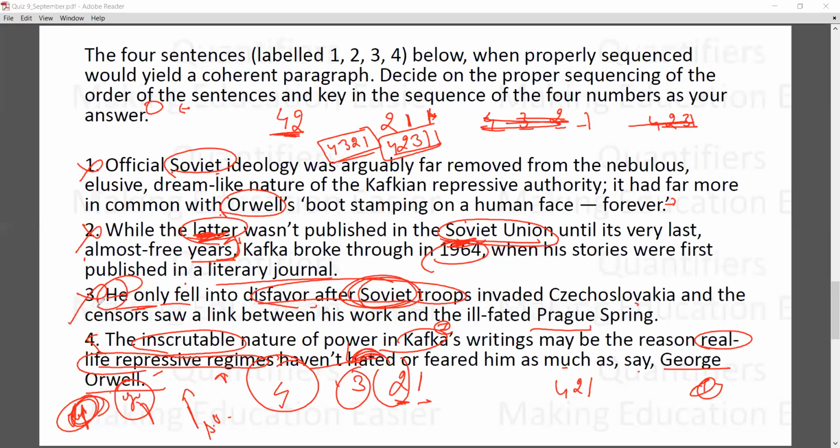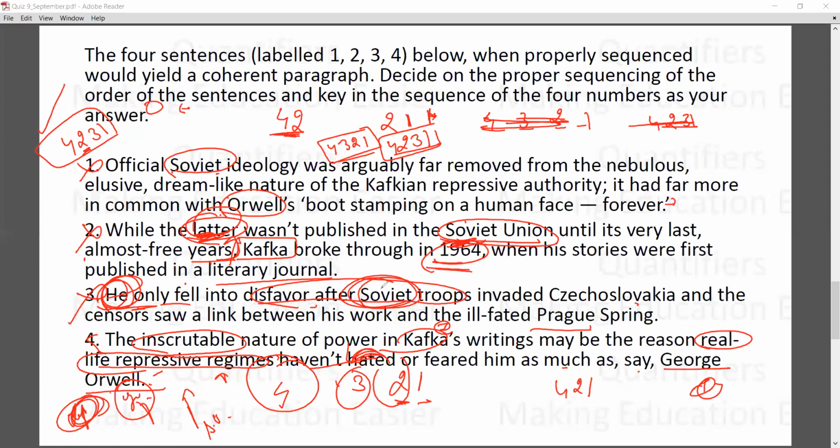Now again, the problem here is, who is this he? So he is actually Kafka. There's one thing that you need to understand, that the correct answer for the parajumble is 4231. Now 4 is the link, 2 is the link. Again, the Soviet Union comes before and then the Soviet, so 2 makes it, and again there is a link, because the latter here refers to George Orwell, and it is telling us the contrast, that no doubt George Orwell came quite late, at the time when these people were almost free, but Kafka was there initially, where Kafka broke through in 1964.